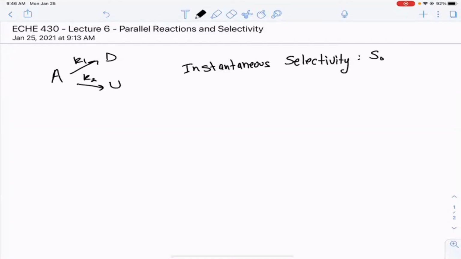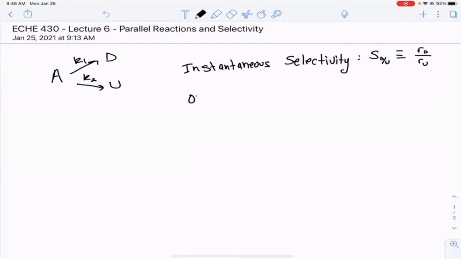Selectivity is going to be a comparative measure between how much of D you form versus how much of U that you form. And so there are two different kinds of selectivity that we're going to talk about in class today. So the first kind is called instantaneous selectivity. And it has the symbol S, and then it is a ratio of the desired and the undesired product. So here's S_D/U, and that is defined as the rate that you form the desired product over the rate that you form the undesired product.